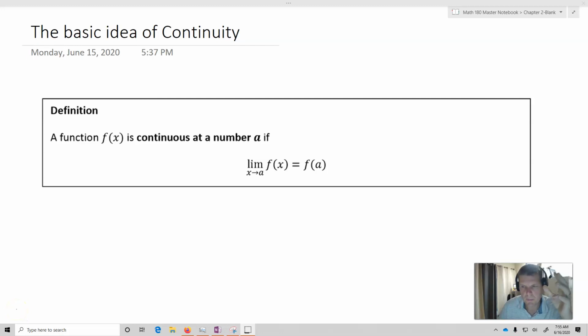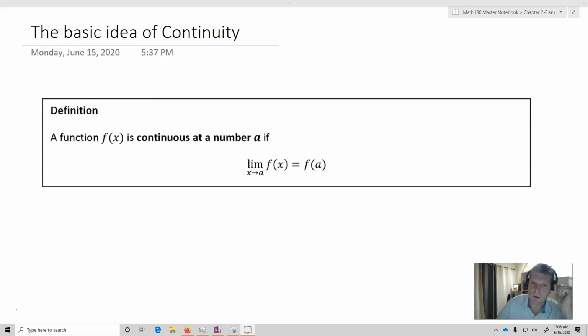So in this lesson, we're going to talk about the basic idea of continuity. Let's first start out with a definition, because definitions are really important inside of calculus and in math just in general. Definition: a function f of x is continuous at a number a if the limit as x approaches a of f of x equals f of a.